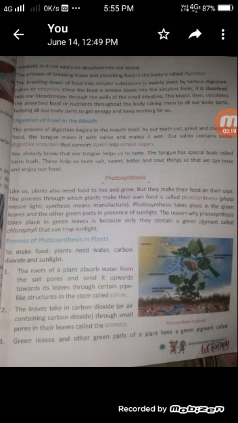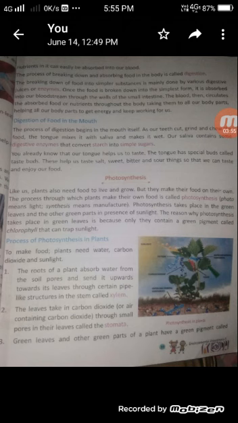To make food, plants need water, carbon dioxide, and sunlight. First, the root of a plant absorbs water from the soil pores and sends it upwards towards its leaf through certain pipe-like structures in the stem called xylems.